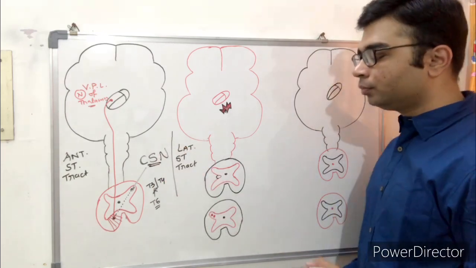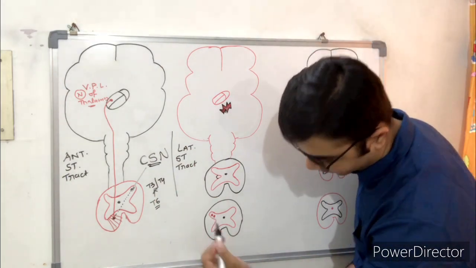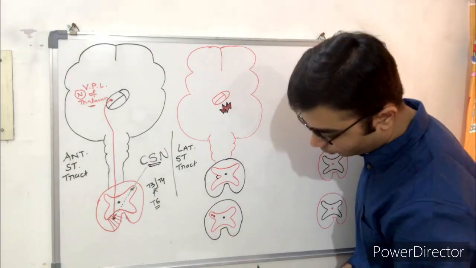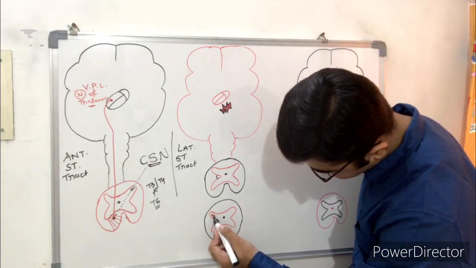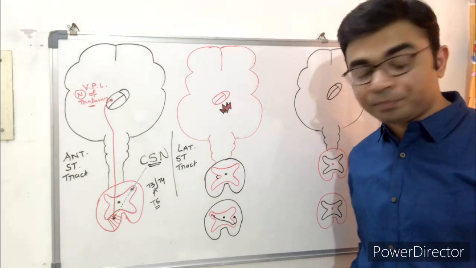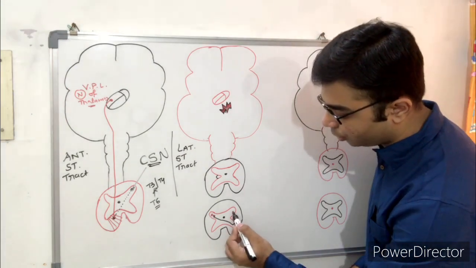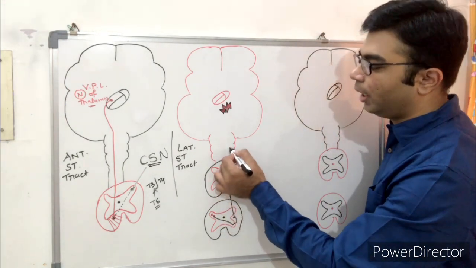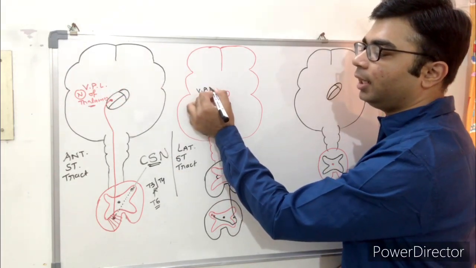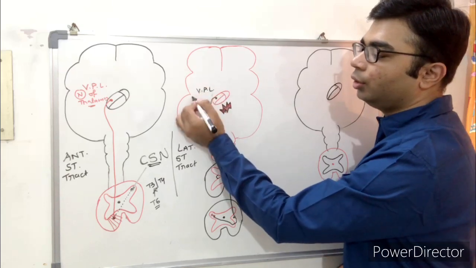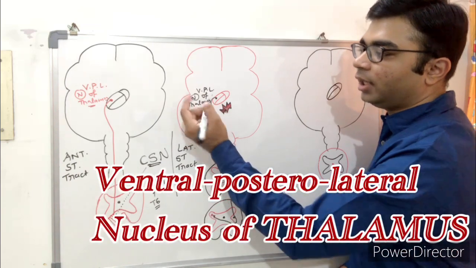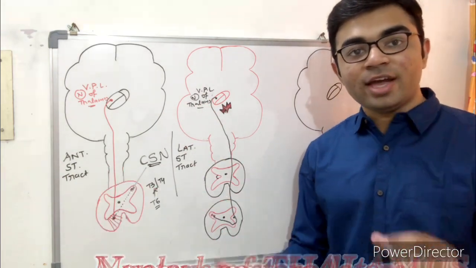So from the marginal nucleus and the substantia gelatinosa of Rolando, this tract originates and crosses the midline, reaching up to the lateral white column, and from here it goes upward in the lateral white column and reaches up to the VPL nucleus of thalamus. That is the ventral postero-lateral nucleus of thalamus.